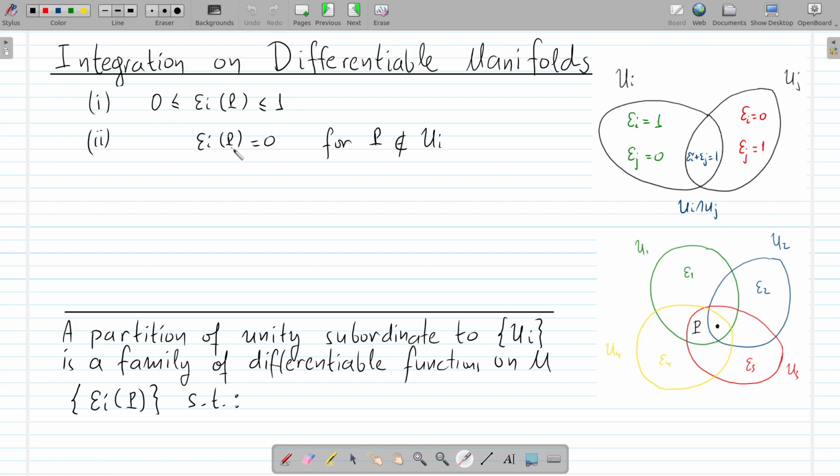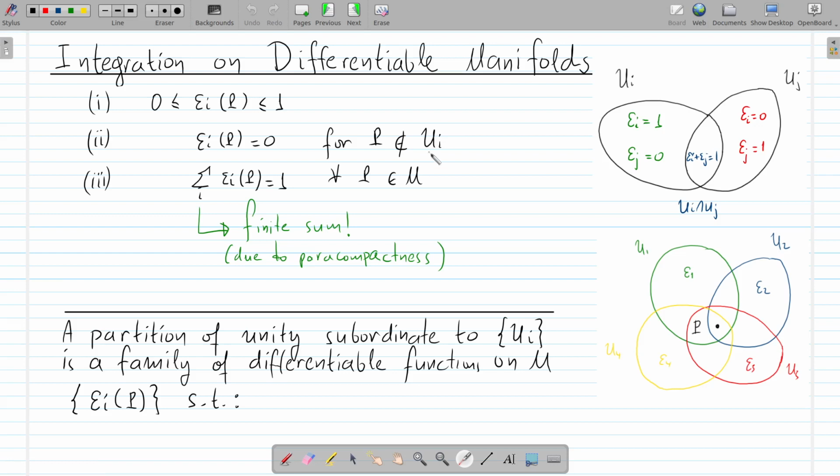The support of each function is non-trivial only on the respective chart Ui. So epsilon I can have non-zero values only for points P in the set Ui. For every point P, the set of functions epsilon I defined at that point should add up to 1. Now, this sum is infinite, maybe, but the number of non-zero terms in this sum is always finite by assuming that M is paracompact.